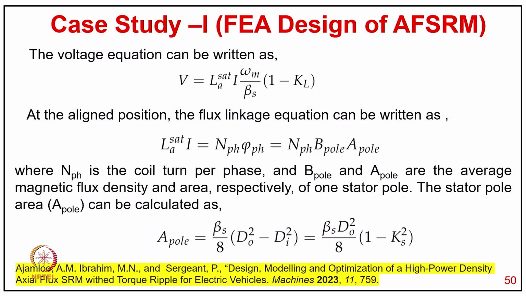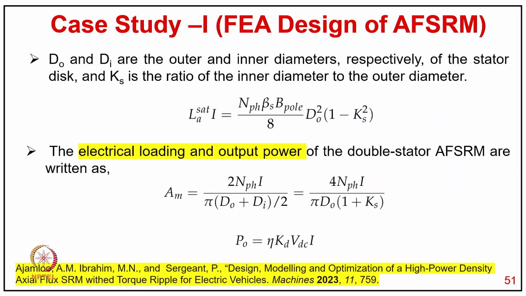NPH is the coil turns per phase, and B_pole and A_pole are the average flux density and area respectively of one stator pole. The stator pole area can be calculated as A_pole equal to βs/8 times (dO squared minus di squared), equal to βs·dO squared/8 times (1 minus Kc squared). Here dO and di are the outer and inner diameter respectively of the stator disc, and Kc is the ratio of the inner diameter to the outer diameter. So LA_saturation·I equal to NPH·βs·B_pole/8 times dO squared times (1 minus Kc squared).